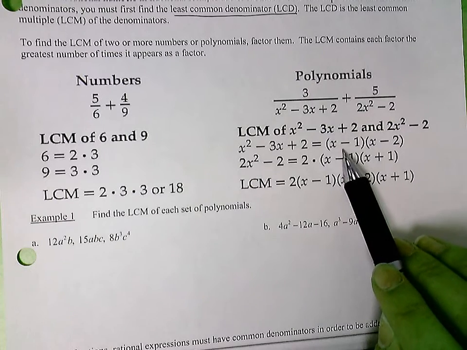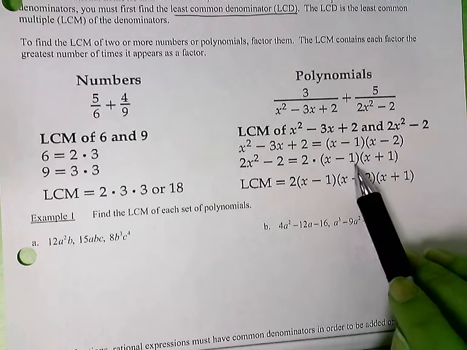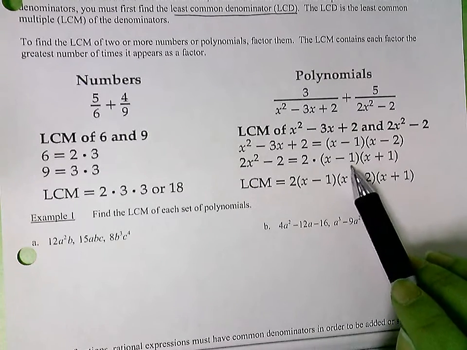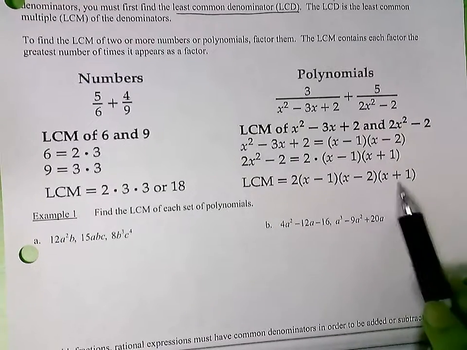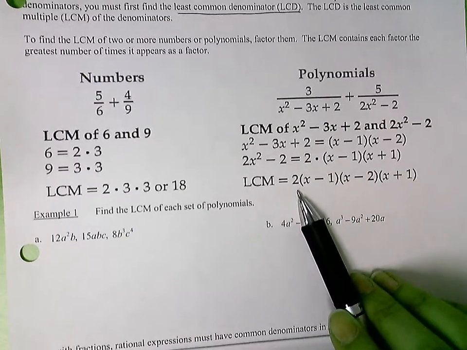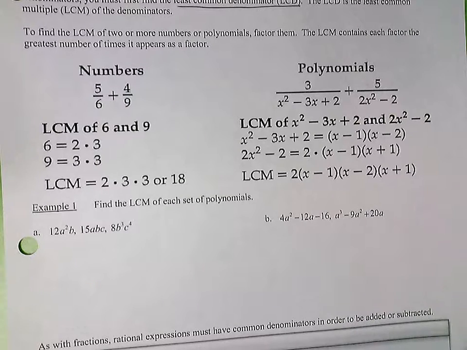So you for sure need this x minus 1 times x minus 2. Now when I go to this next one, I already had an x minus 1, so I don't have to write it again. But I didn't have an x plus 1, so I will have to write that one out. And I didn't have a 2, so I'll have to write that one out. So that would be your least common multiple there. And you can just leave it like that. You don't have to FOIL it out afterwards. Leave it in factored form.